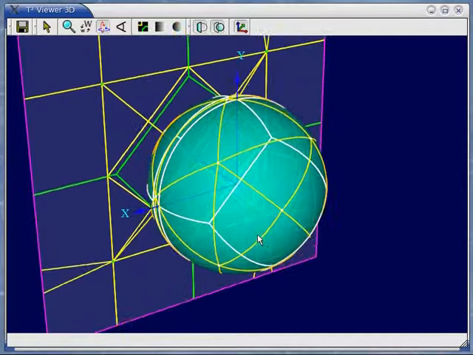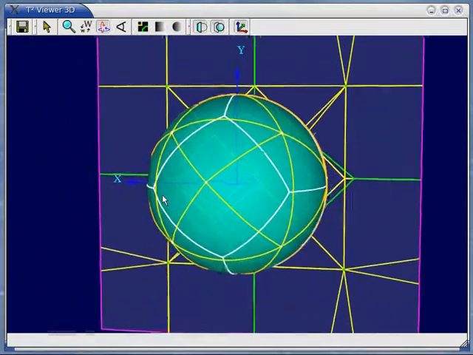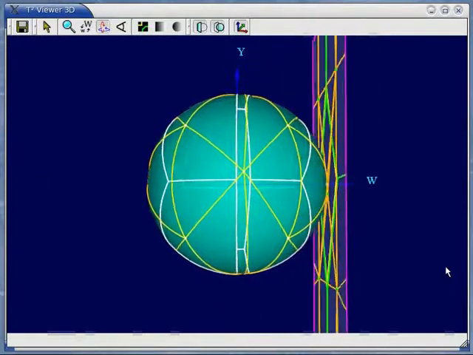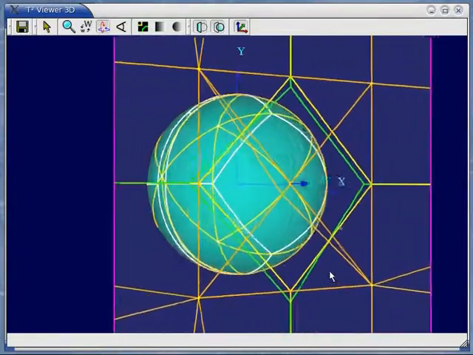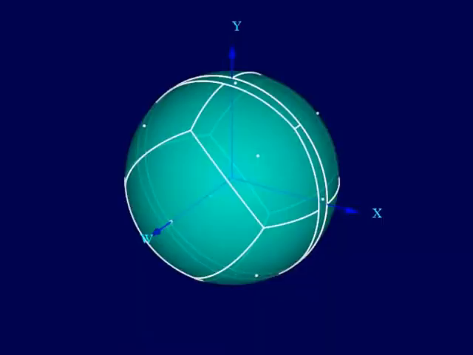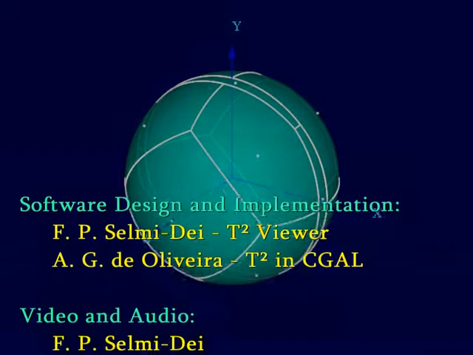We have found that T2Viewer greatly improves the understanding of the two-dimensional oriented projective geometry, while allowing for the visualization of the geometric algorithms extended to T2 under CGAL. This system has been developed in C++ for Linux.